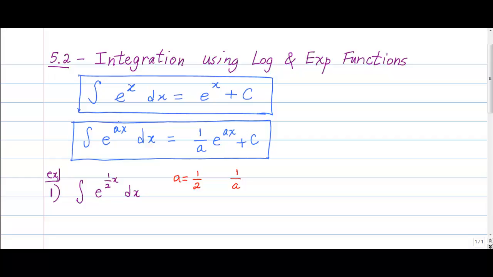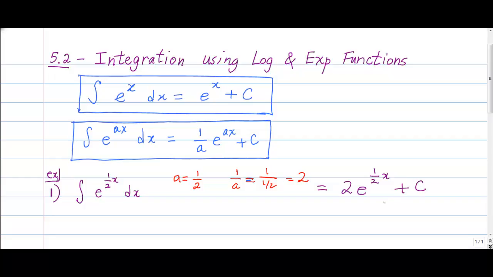So let's do an example. The first example we'll do is e to the 1/2 x. So a is actually 1/2. 1 over a is 1 over 1/2, which is 2. So then this whole thing becomes 2 e to the 1/2 x plus c.